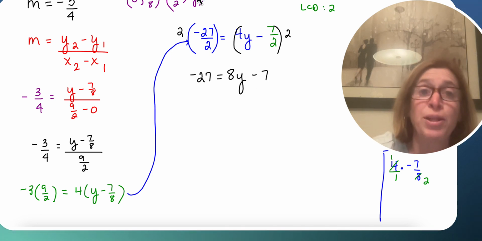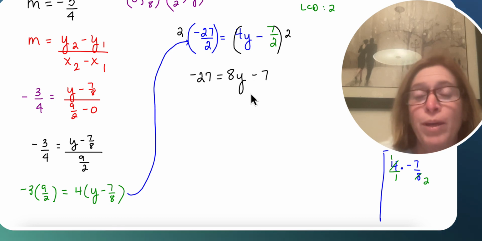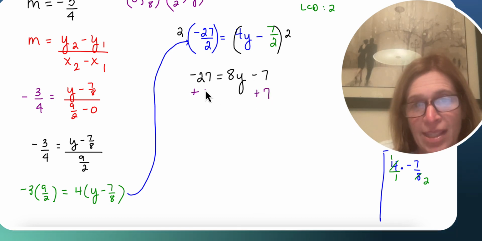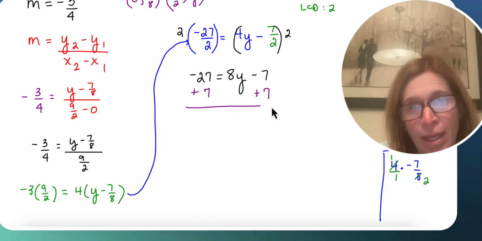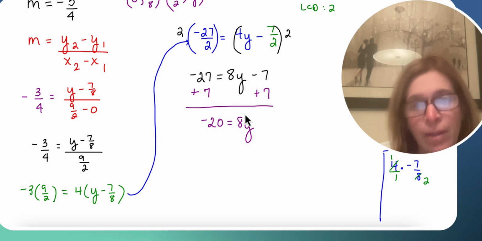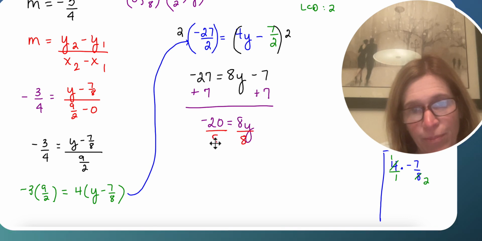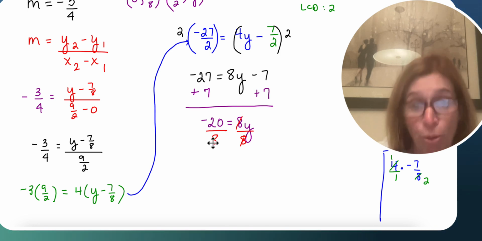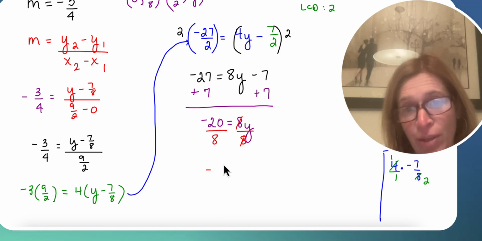All right, so now it's a pretty simple equation that we're balancing. So we're going to add 7, isolate the variable, so we're going to add 7 to both sides, giving me negative 20 equals 8y, and then I'm going to divide both sides by 8. All right, and so then I have negative 20/8, but I have to actually simplify. We always want to simplify fractions if they can be simplified. They both are divisible by 4, so that would give me negative 5/4 equals y.